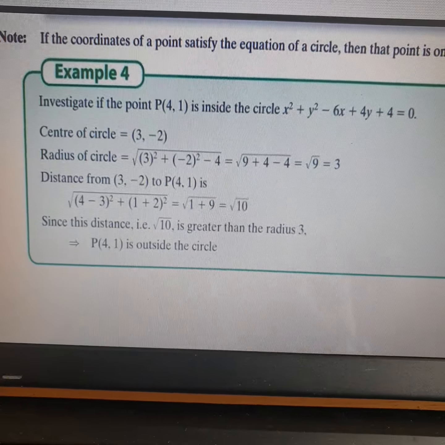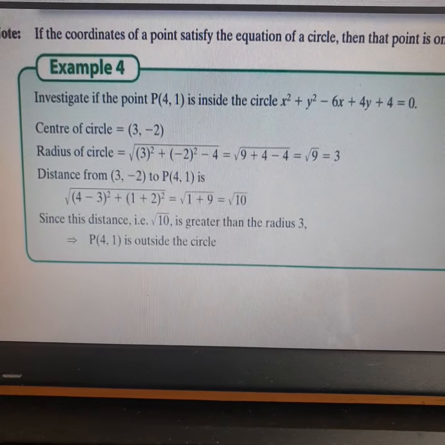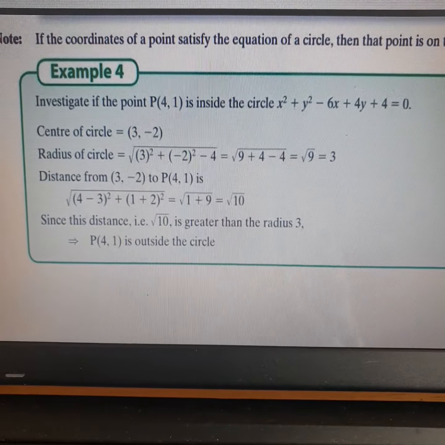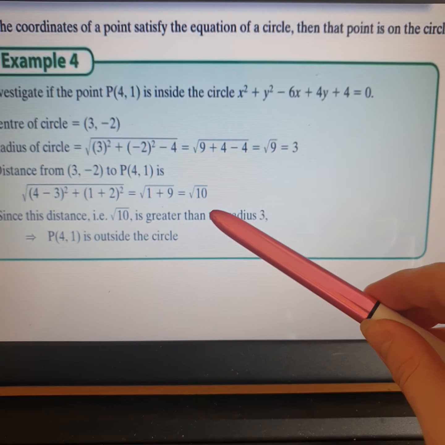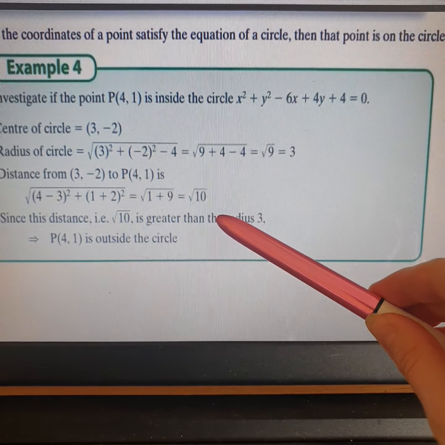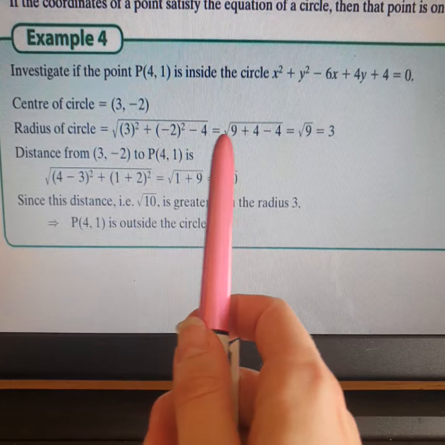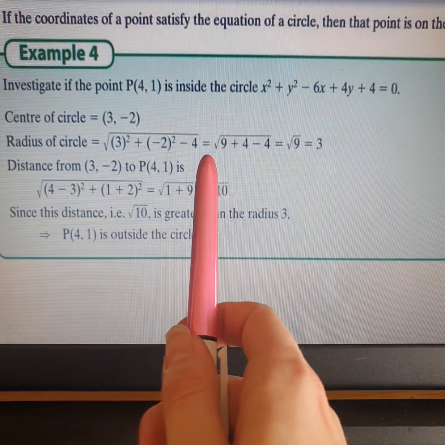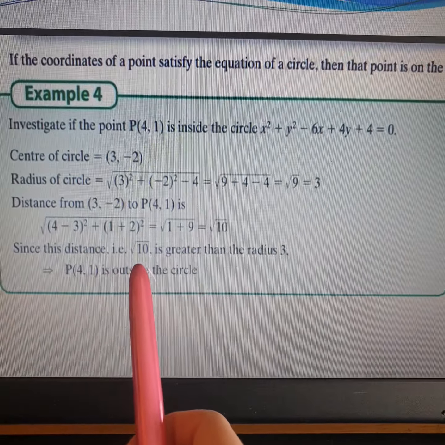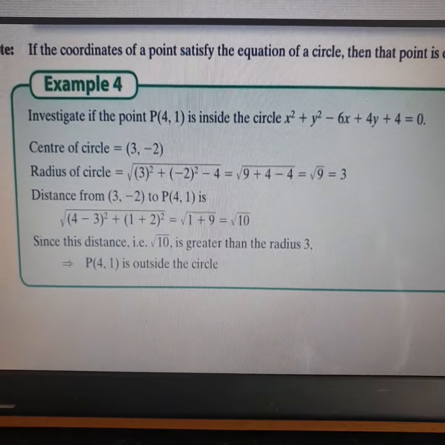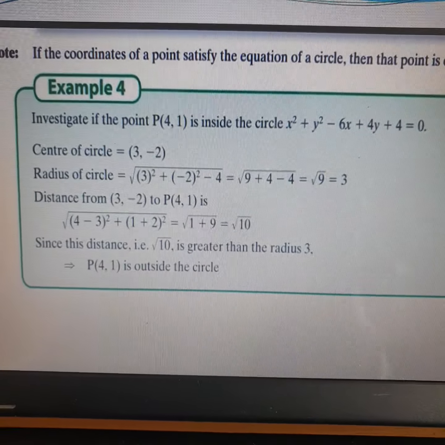If you put that in, you have the square root of (4 minus 3) all in brackets squared plus (1 plus 2) all in brackets squared. Now remember, I'd mark that x1, y1, x2, y2. I get that equal to the square root of 10. So isn't the radius less than the distance between these 2 points? Since this distance of square root of 10 is greater than the radius, we can say that P(4, 1) is outside the circle.